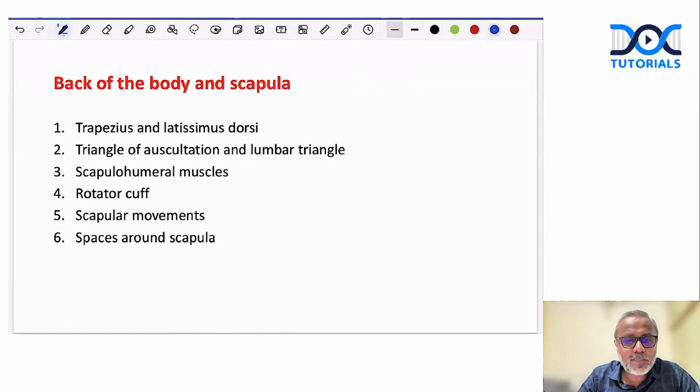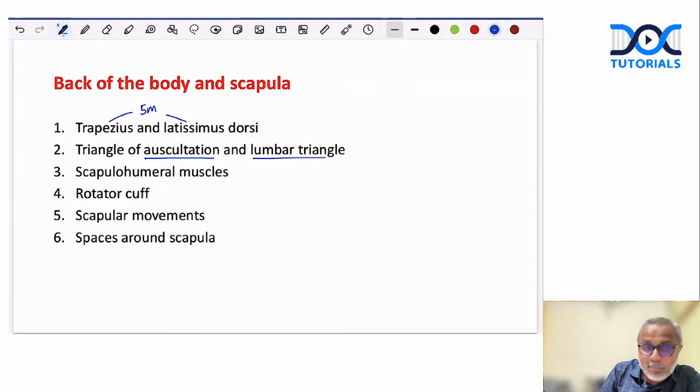Then, back of the scapula, or back of the body and the scapular region. This is one topic which we often tend to skip, but there are a lot of important questions from this chapter. We have seen questions on trapezius and latissimus dorsi which have been asked as 5 marker questions. Take any major university in the country, these are the 2 muscles from the back which have been very frequently asked. Then the triangle of auscultation and lumbar triangle are important 3 marker questions.